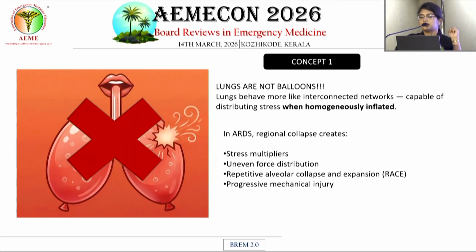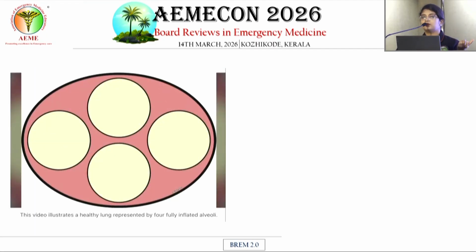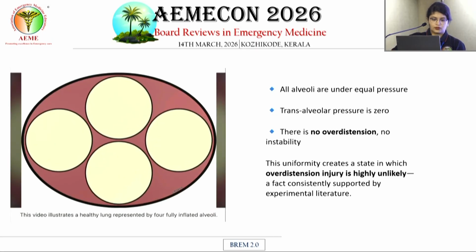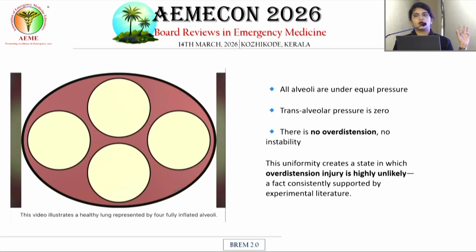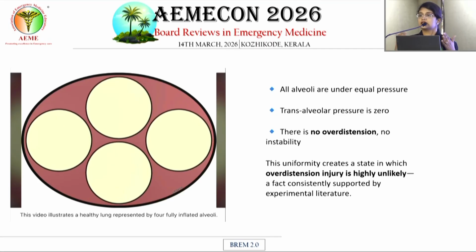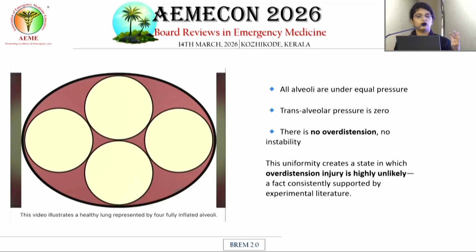So the first concept is lungs are not balloons. What previously they thought, a smaller balloon inflated with a large amount of air will burst, but that is not so. Instead, lungs are made up of alveoli. So you can see, they are interconnected networks of alveoli. So in this video, you can see all alveoli are under equal pressure. So what is happening? The transalveolar pressure is 0. So there is no overdistension.